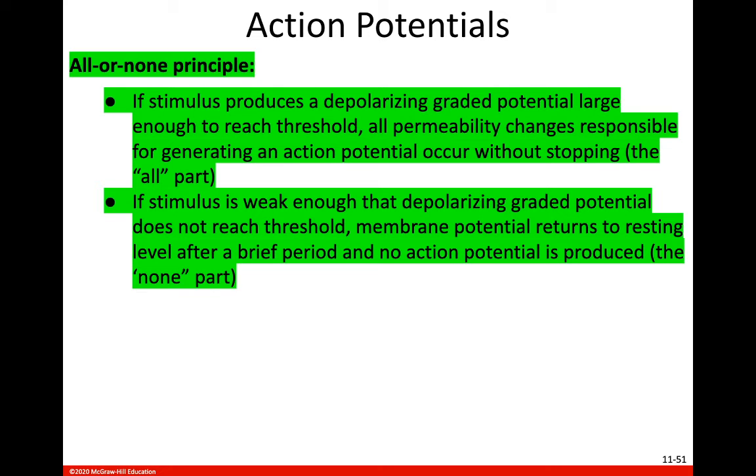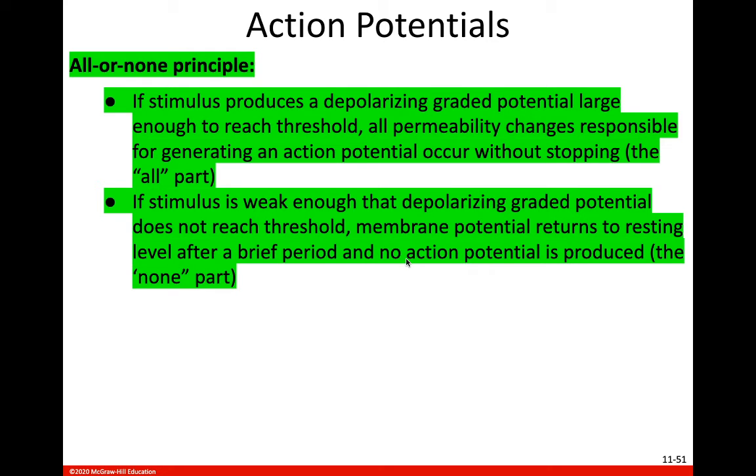Again, just like with muscle, we have an all or none principle for our action potentials in our nerve cells. If the stimulus or the stimuli produce enough graded potentials to get us to threshold, then all that we just talked about is going to happen. Those voltage-gated sodium ion channels are going to open, going to let in lots of sodium, and it's going to be propagated, and you're going to get an action potential, and you're going to get the message sent all the way down the neuron. And it will not be interrupted. It will not stop. And that is the all part.